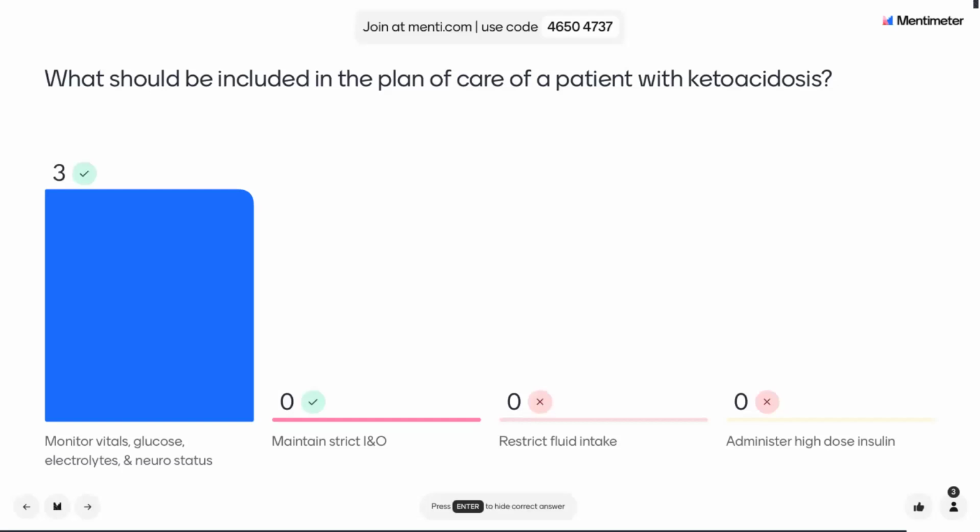So you guys are totally right. We want to keep an eye on their vital signs, their glucose and electrolyte balance, as well as their neurostatus, because we can see those neurologic side effects with the ketoacidosis. We also want to keep an eye on their intake and output, making sure they're staying well hydrated, trying to filter out some of that glucose.